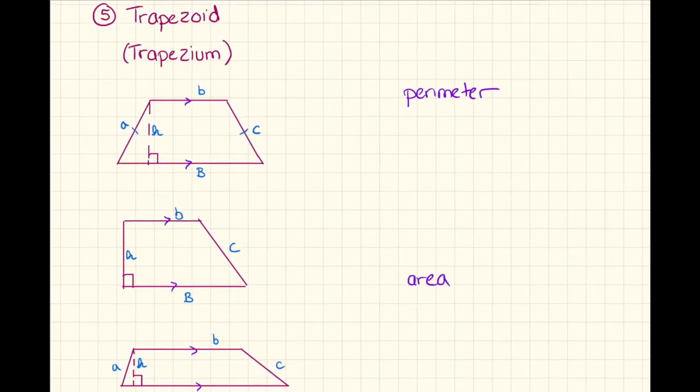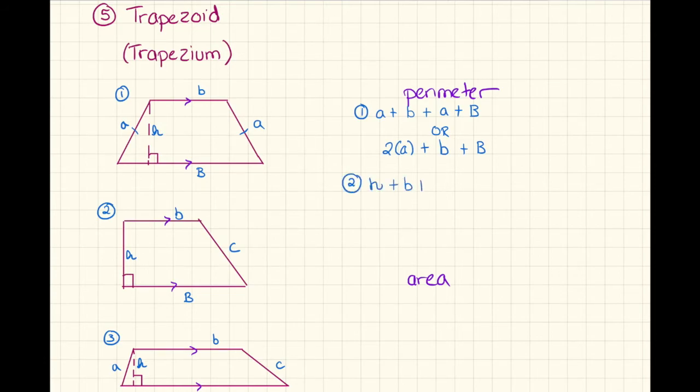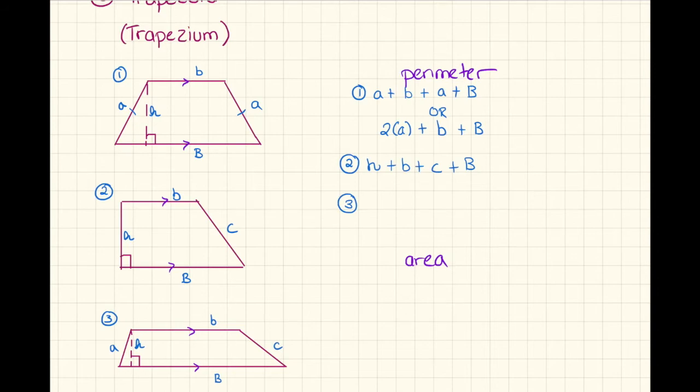So if we're talking about the first trapezoid, and we'll maybe label these 1, 2, and 3. For the first trapezoid, to calculate the perimeter, you're just going to do, and you know what, because we're labeling it, I'm still going to call this A. We could do A plus b plus A plus big B. Or you could do 2 times A plus little b plus big B. For the second trapezoid, you can only really just do h plus b plus c plus B. And for the third one, A plus b plus C plus big B.